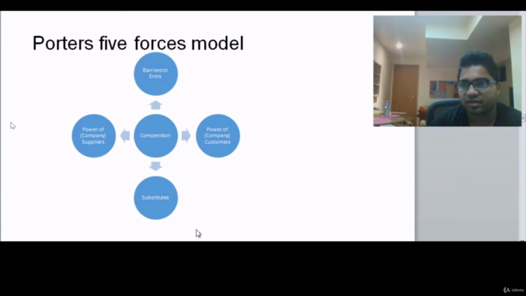Substitutes are things that can replace the uses of the product. So if there are a large number of substitutes, it is not very good for the industry. If there are fewer substitutes, that is good for the industry.